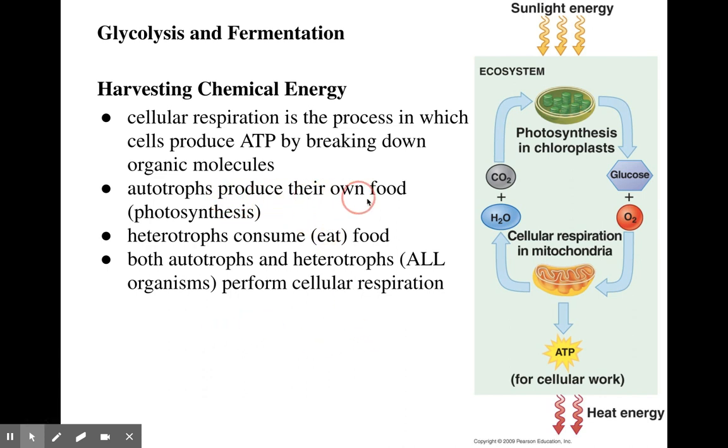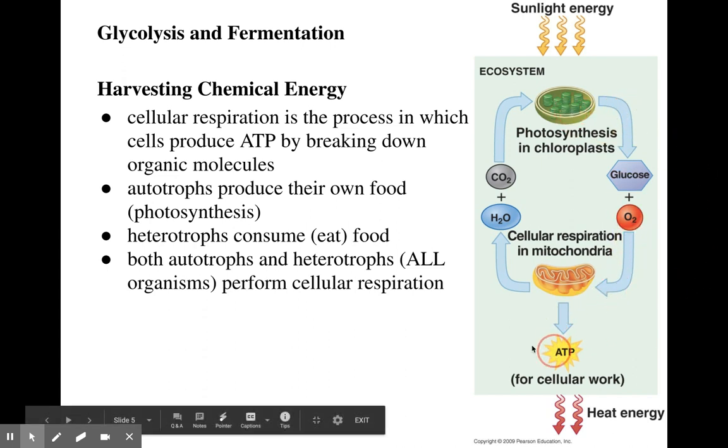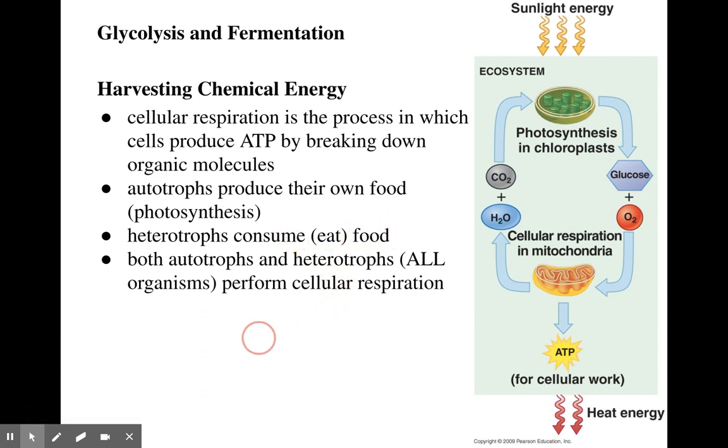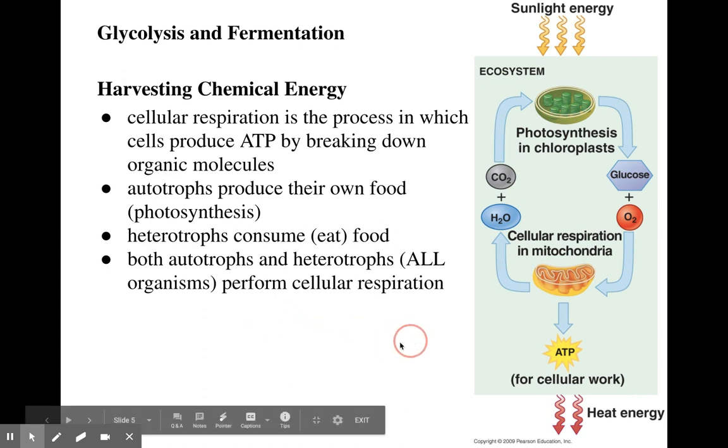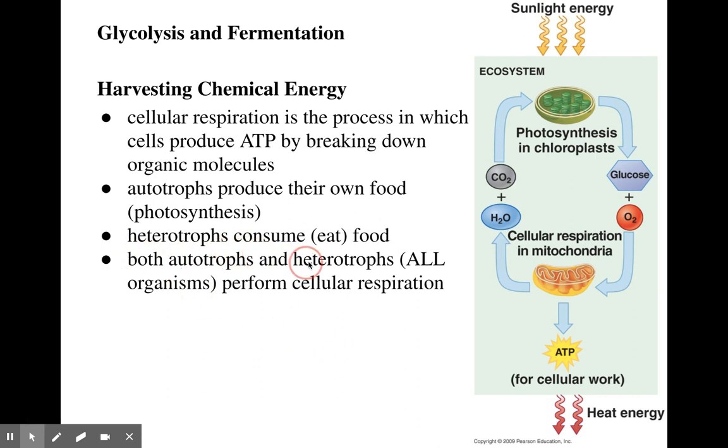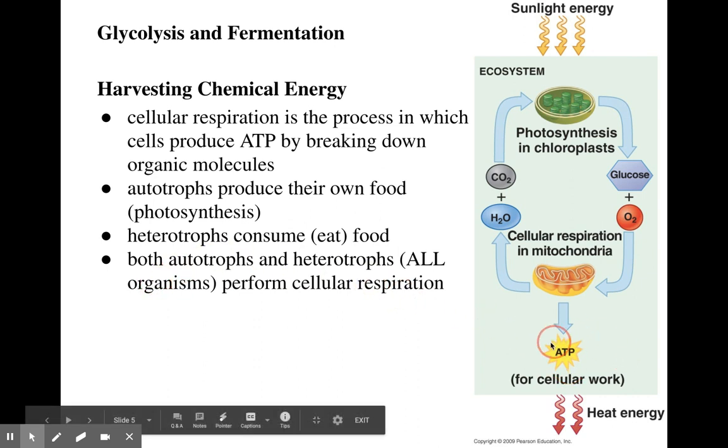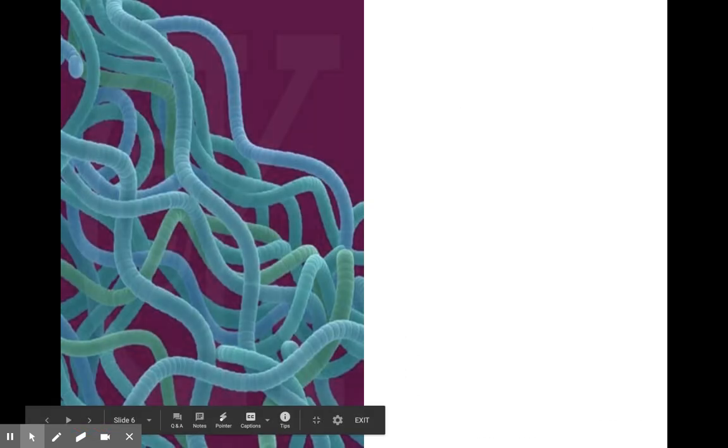So autotrophs, remember, produce their own food. That glucose that they produce is what they're going to use to make ATP. So they are making it for themselves, whereas heterotrophs are going to have to consume food. We have to somehow find it from something else, eat another organism in order to get the food that we need. But both autotrophs and heterotrophs perform cellular respiration, right? All organisms on planet Earth need ATP. They must make ATP somehow. They must do cellular respiration.